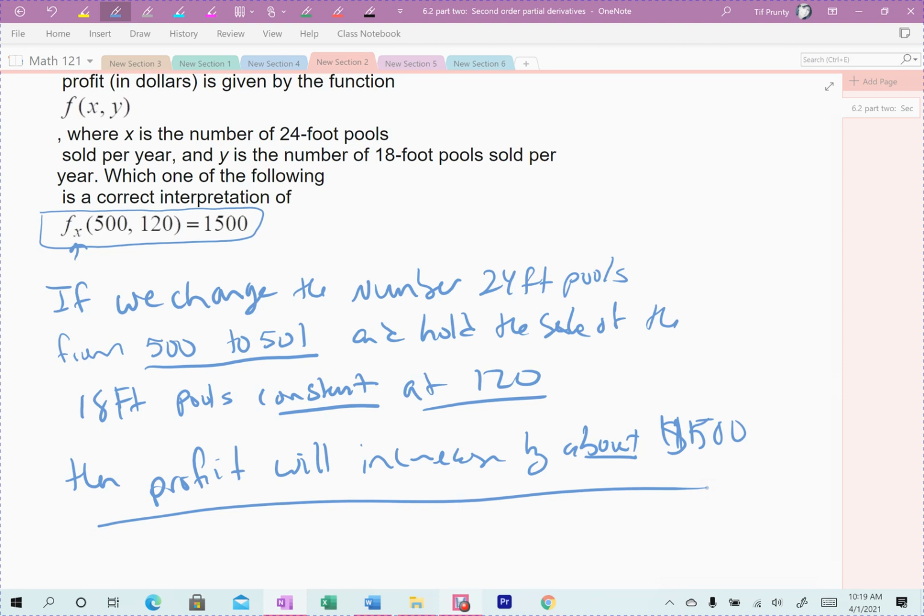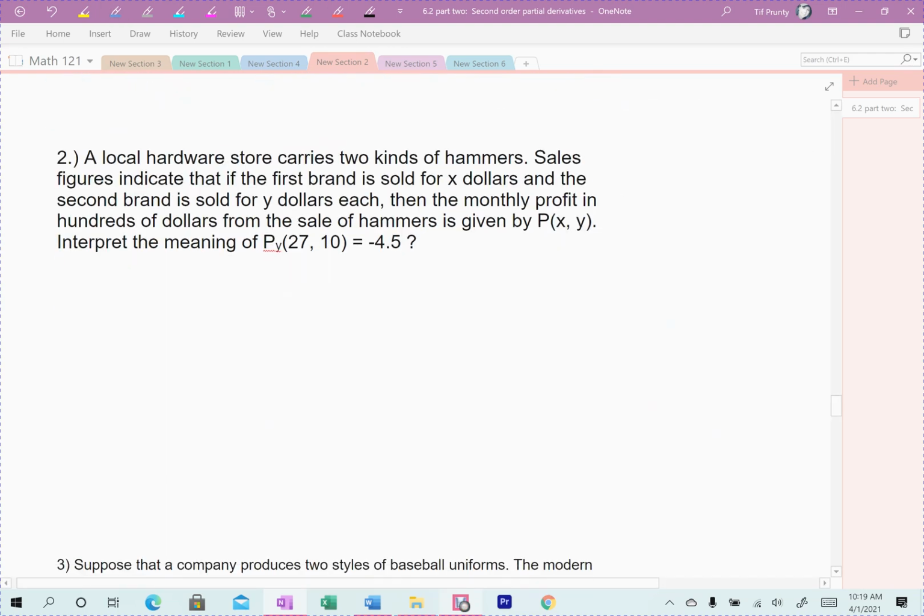So again, the three pieces that we're looking for. What's changing and where is it changing? What's being held constant and at what level is it being held constant? And how does that affect my overall function? Does it give it an increase, a decrease, and approximately how much does it increase or decrease? Alright, so the second example.